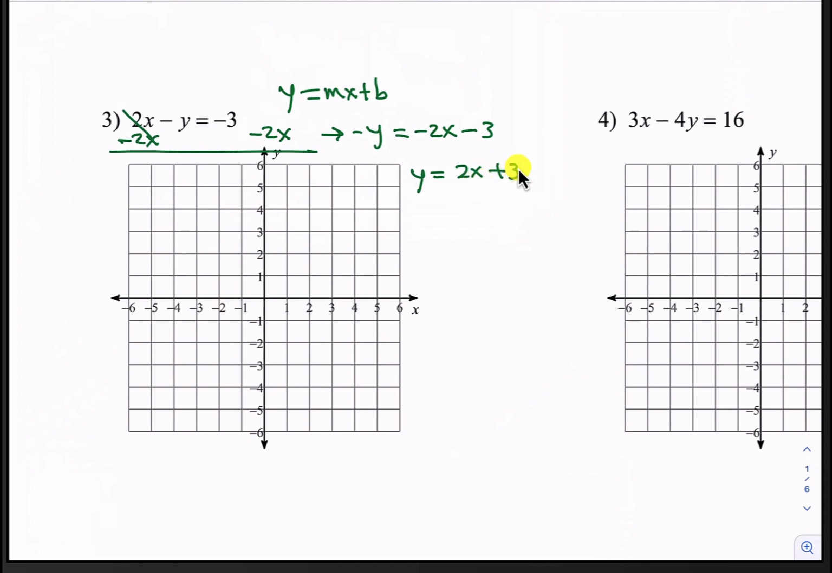Our y-intercept is 3, so we have a point that will go here on the y-axis first. Our slope is 2, which is 2 over 1. So starting at this point, we go up 2 blocks and over 1 block. That gives us another point. You can also go backwards. You can go down 2 and to the left 1 to get a third point if you want, and then go ahead and connect.